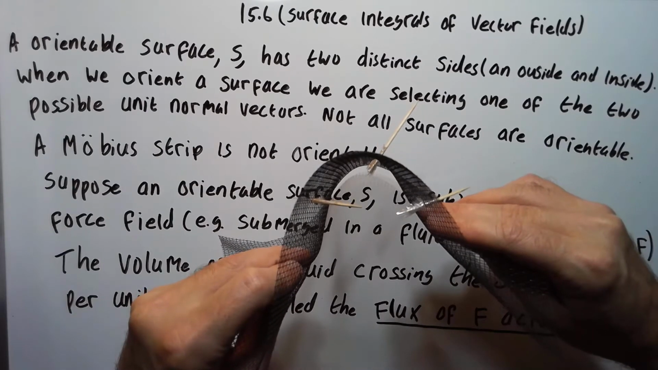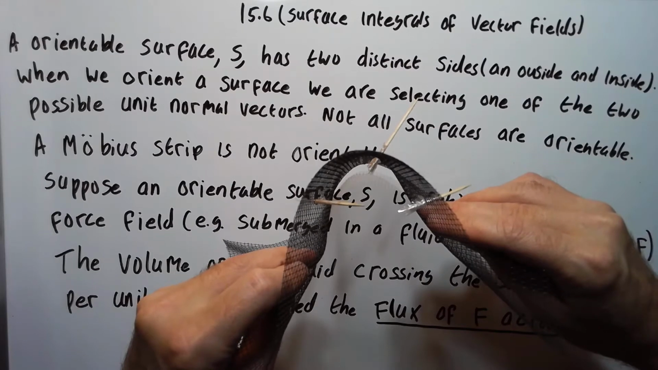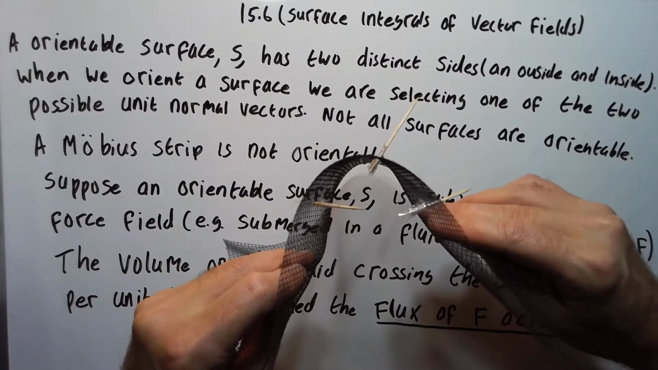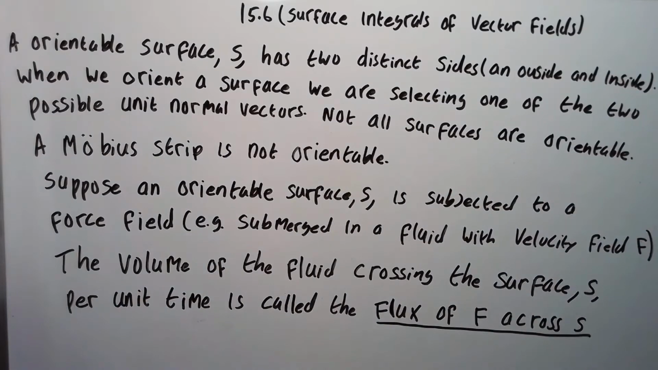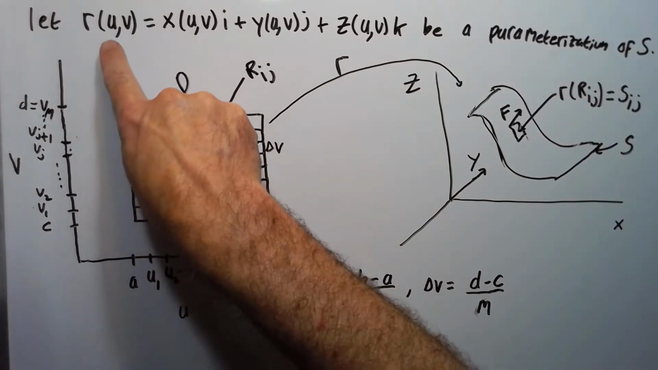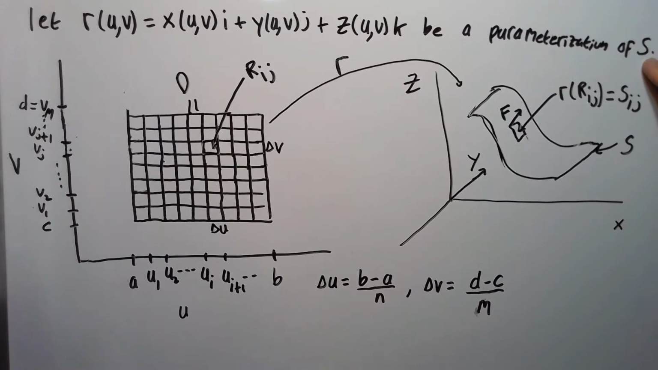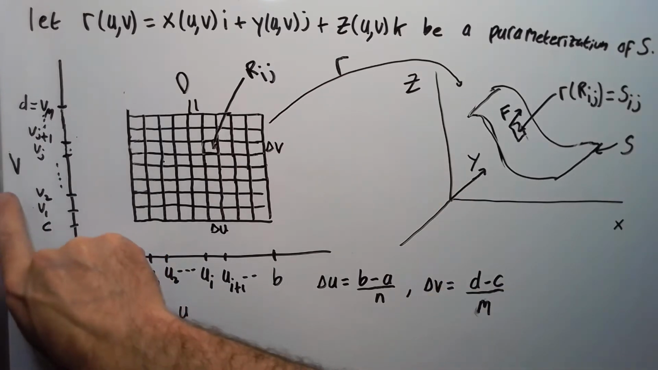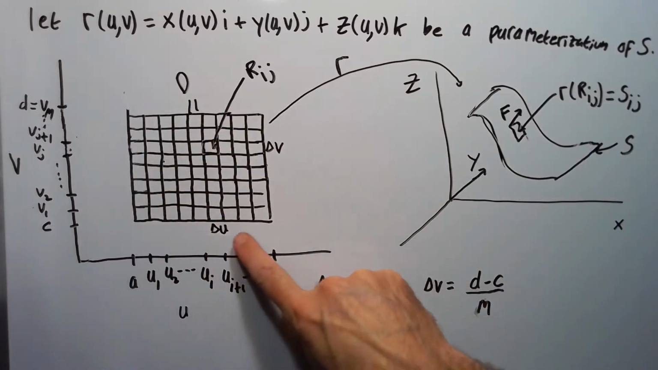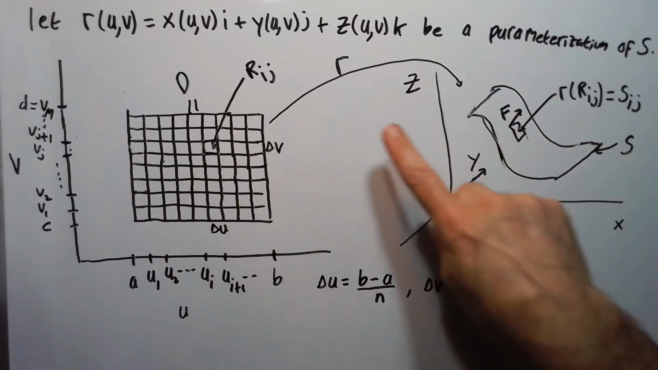Okay, so now we're going to try and find a formula to find this flux. So let me draw another picture now. We have this picture, so let's assume that R of u,v is a parameterization of S. That means you're in the uv plane, you're taking this region D, which is a rectangle, and it's going to map into my surface here under my R mapping.